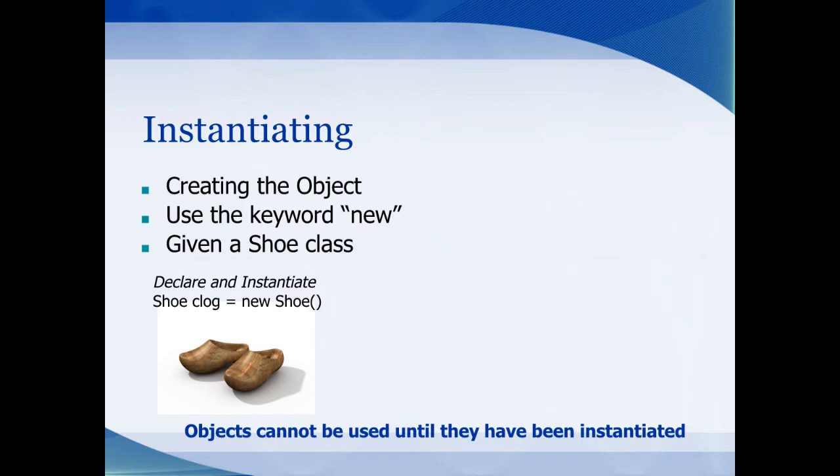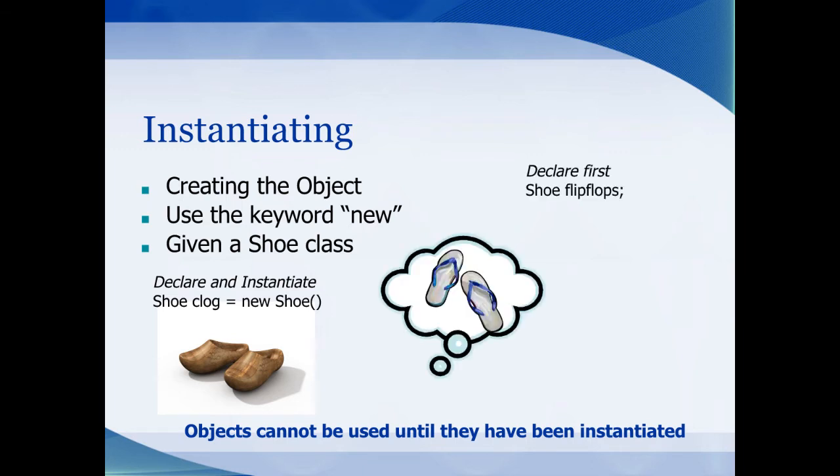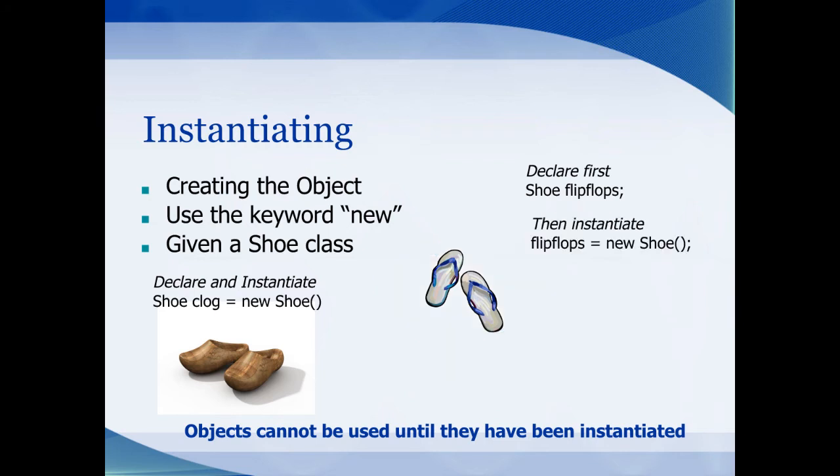Now if you want, you can just declare the object. That means just give it a name. So here we have shoe flip-flops. But we can't use the object yet. It doesn't actually exist. That's why it's in the little thought bubble right there. We didn't use the keyword new yet. Then you can instantiate the object, and the little thought bubble goes away because now we've used the new operator, and the object now exists in our code. So objects are another way of just thinking about how to code your projects.